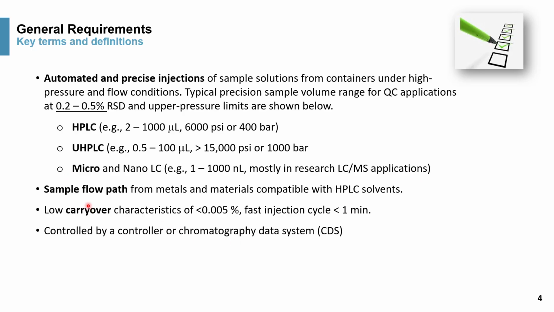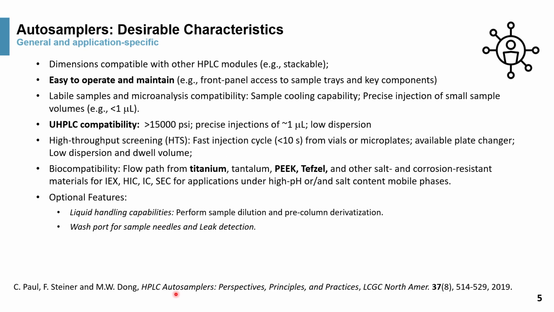The sample flow path is typically from metals or materials compatible with HPLC solvents, PEEK, and other polymers. Typically, we talk about a carryover characteristic of less than 0.005%.